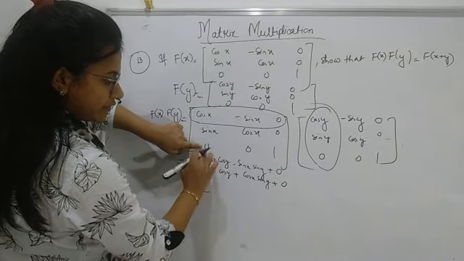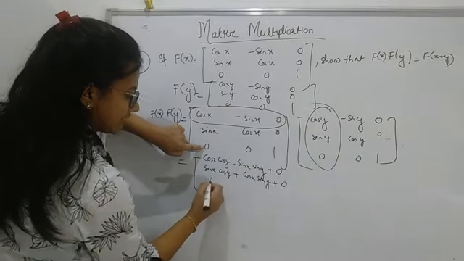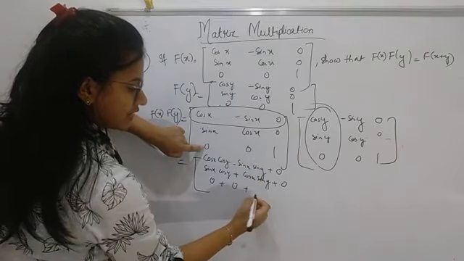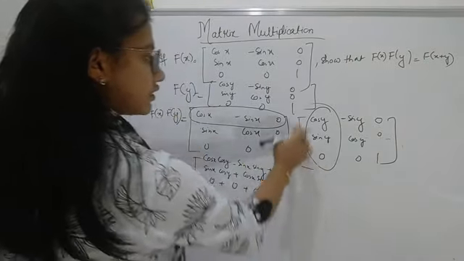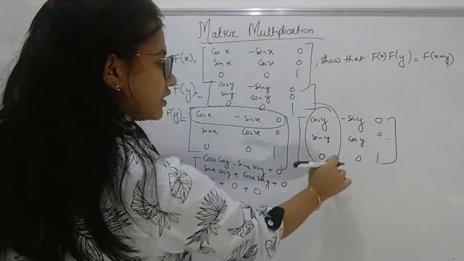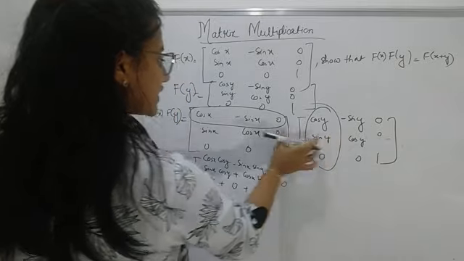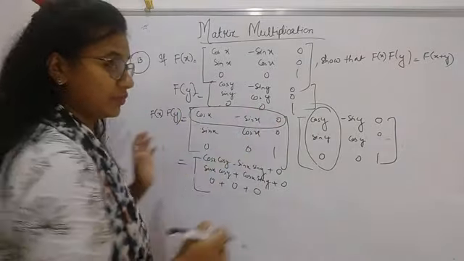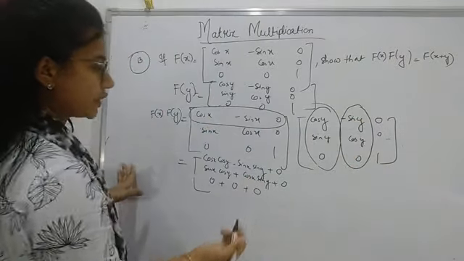The second row is complete, so we move to the third row, first column. 0 into cos y is 0, plus 0 into sin y is 0, plus 1 into 0 is 0. Next we will move to the second column, because the first column is completed for all three rows. Three rows are completed with the first column. We will move to the second column.